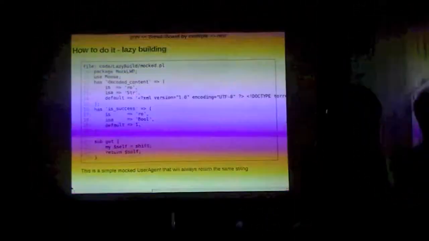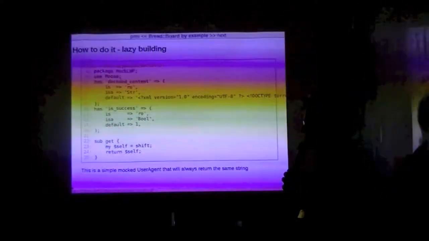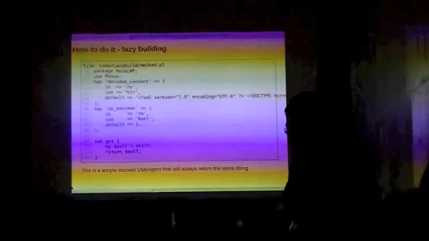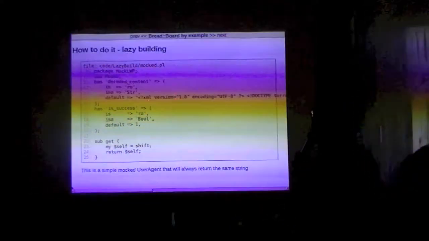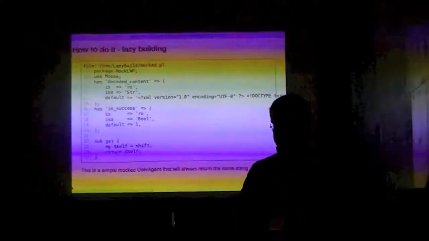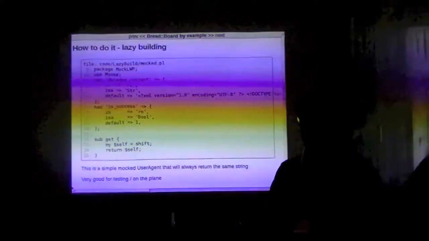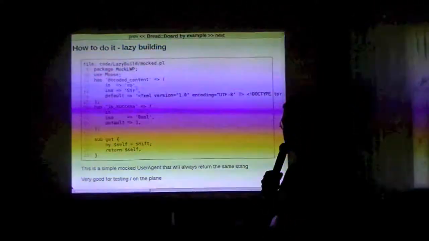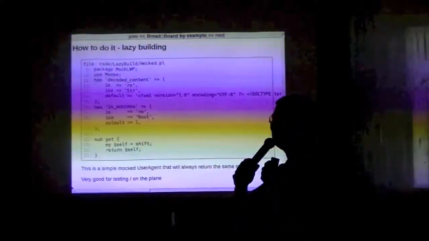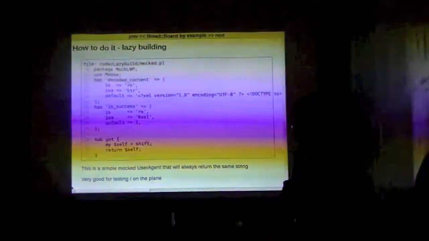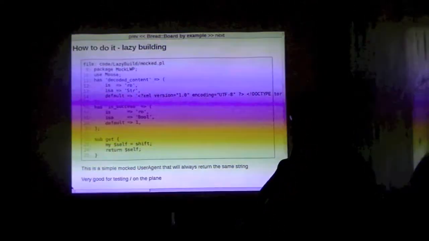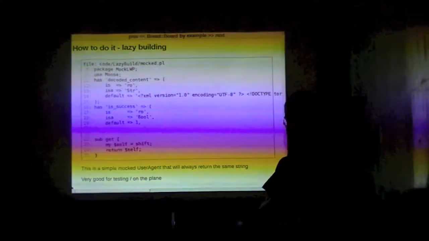So here's a mock LWP class, which sort of behaves like an LWP user agent. The point is it has a hard-coded string. You can always return that string, which is quite handy for testing because you always get the same results. And it's also quite handy if you're without the network, for example, on a plane or at a conference. That's enough to fake any user agent for my purposes.